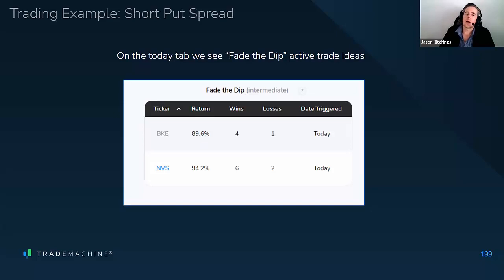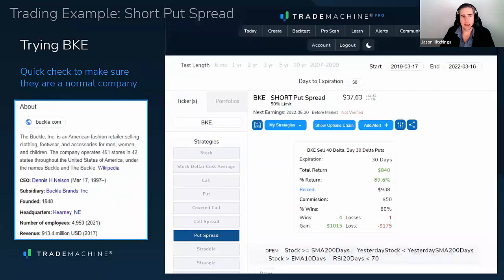Okay, so we went to the Today tab. We clicked Fade the Dip. You can read all about it. It is a short put spread strategy. It is a bullish strategy on the stock. I clicked the first one, a company called BKE.